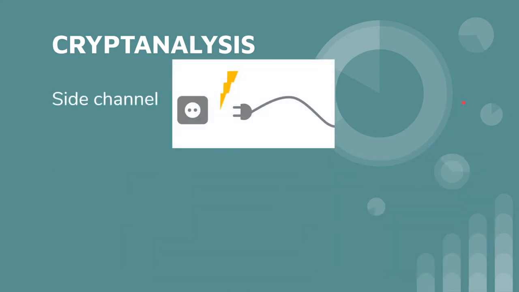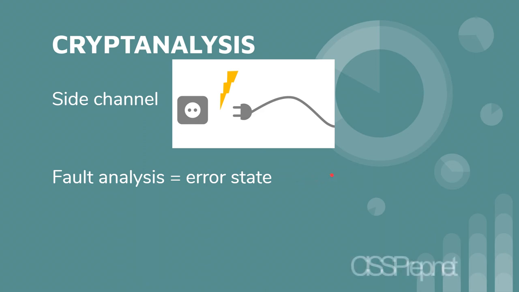Moving right along, we have side channel attacks, and side channel is basically when it looks at the physical attributes such as power usage or the sound of the system or the temperature and so forth. Fault analysis is when it tries to create an error state in the crypto system. So it's basically going to try and force the crypto system into an error state, and then compare the bad results with the good results to learn about the algorithm and the key.